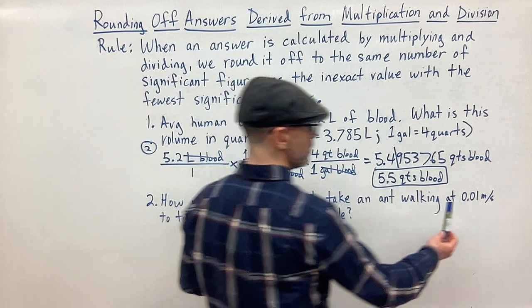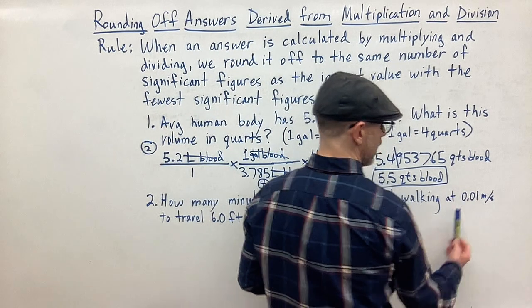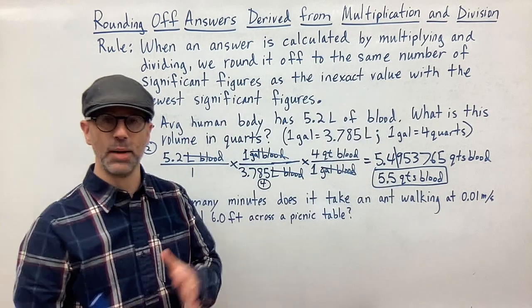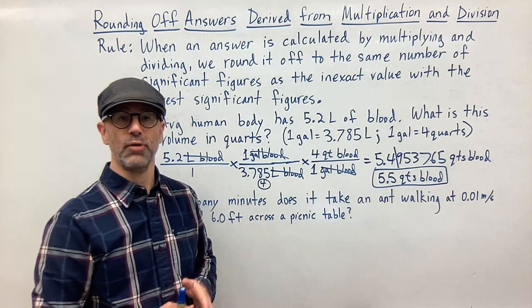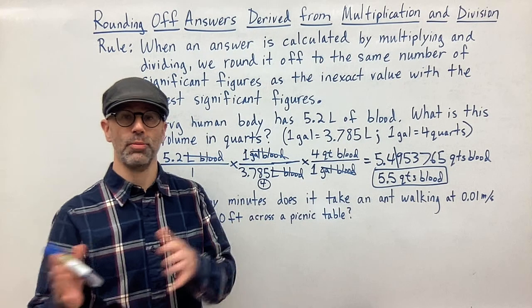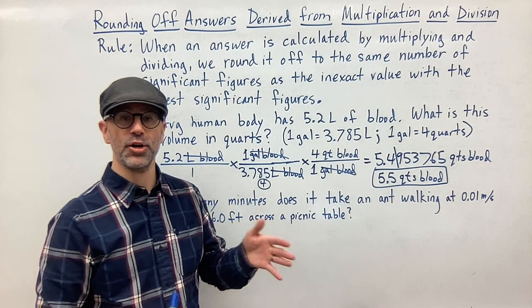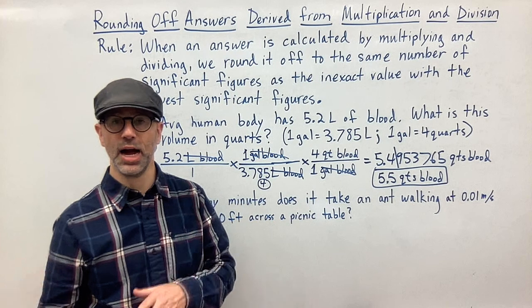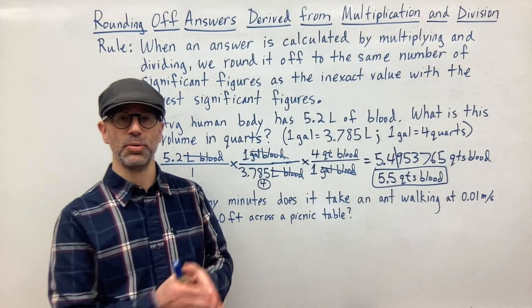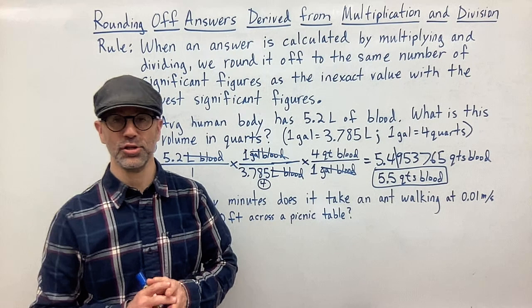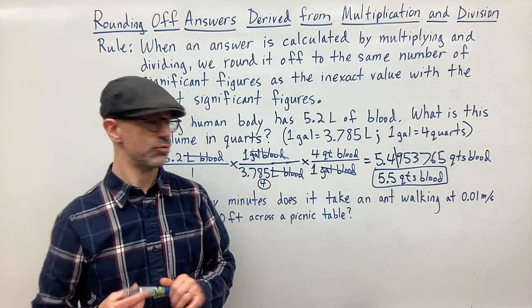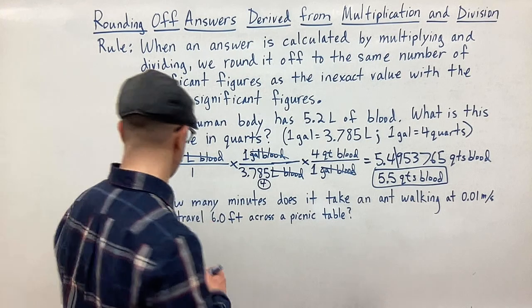This here, meters per second. Anytime you have something per something, right? Like grams per milliliter, meters per second, miles per hour. Anytime you have something per something, that is a conversion factor that you could use. So let's go ahead and get into this.